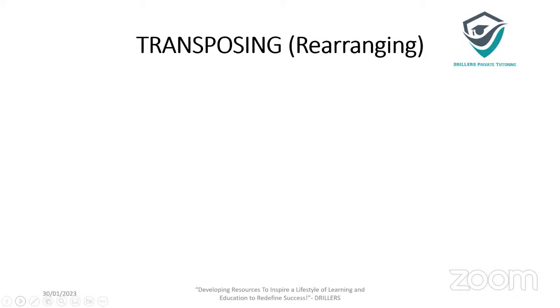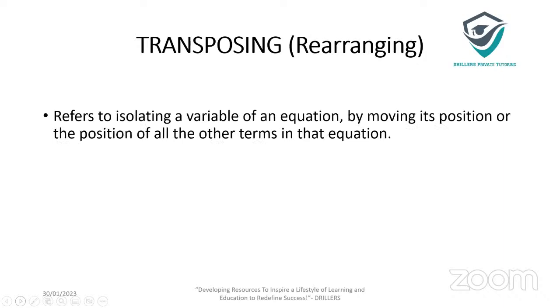So what really is transposing in maths? Transposing refers to isolating a variable of an equation by moving its position or the position of other terms in that same equation. So we want to get a particular variable and isolate it, so we want it by itself. And because to isolate means to be alone, to get that variable alone, we will have to either move its position or move the position of everything else around it.